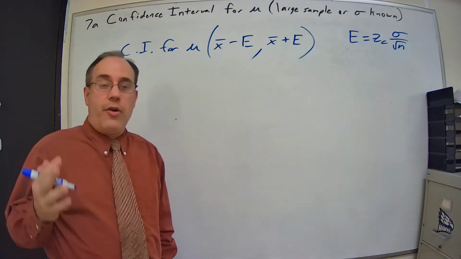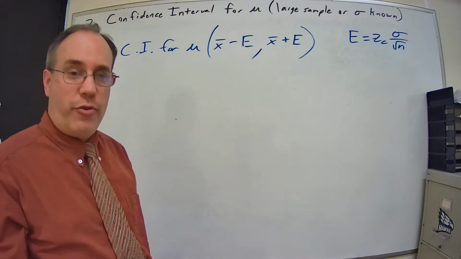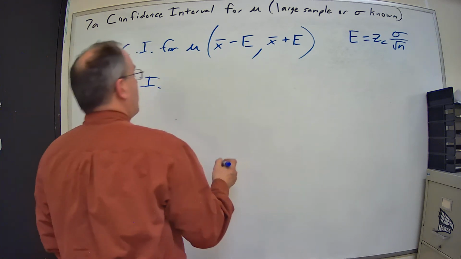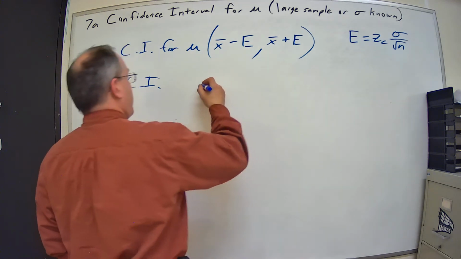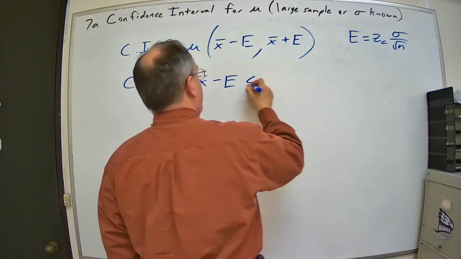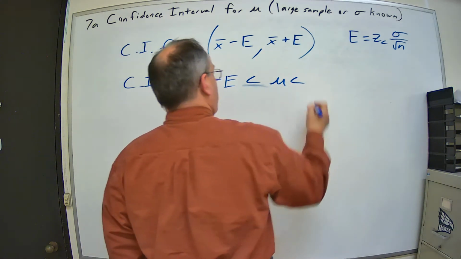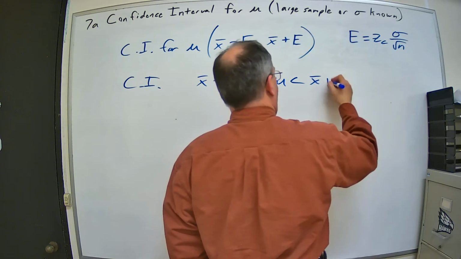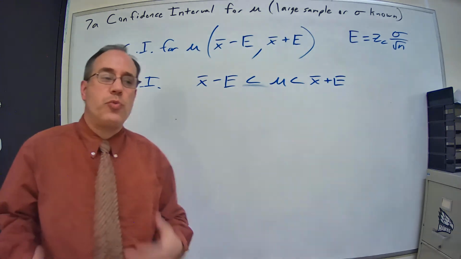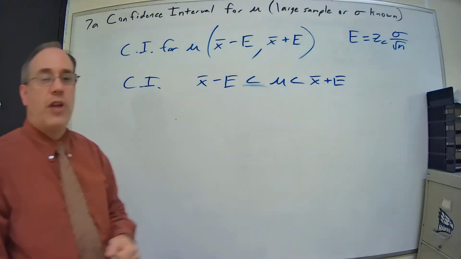Now, there are other ways that this can be written. Another common way, not the one that I recommend for you to use, is you could say confidence interval, and then x bar minus margin of error less than mu less than x bar plus E. So you could create an interval that way. I just want you to be aware that it could be written like that. I do not suggest doing it like that.